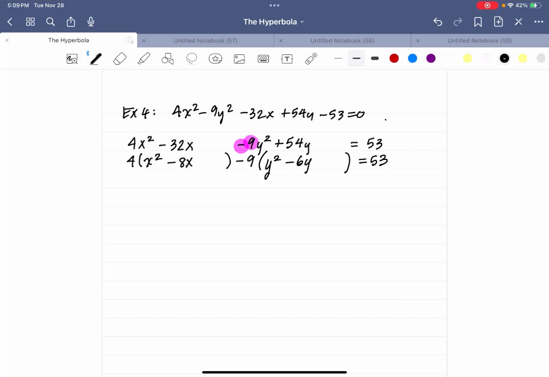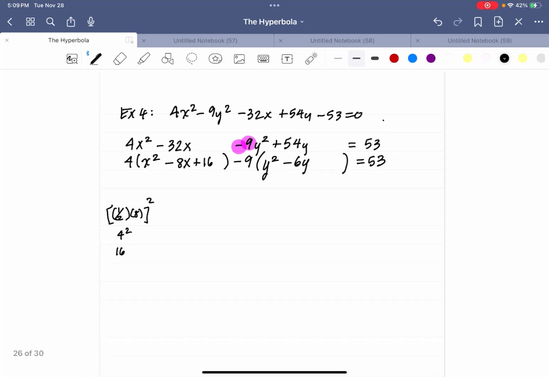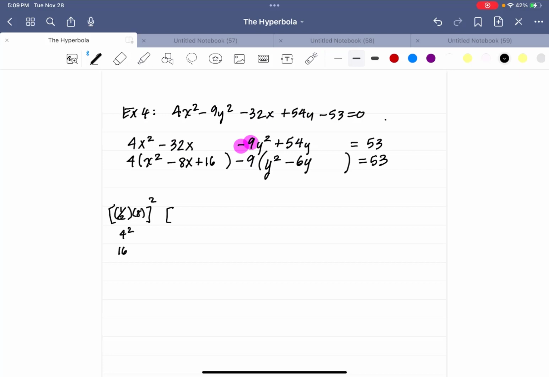But now I'm going to take half of 8, and then I'm going to square that. So that's 4 squared, which is 16. So I'm going to put a plus 16 here. And then I'm going to take half of 6. And don't worry about the sign because you're going to square it anyway, so it's always going to be positive. So half of 6, and then square that. So that's 3 squared, which is 9. So I'm going to do a plus 9.